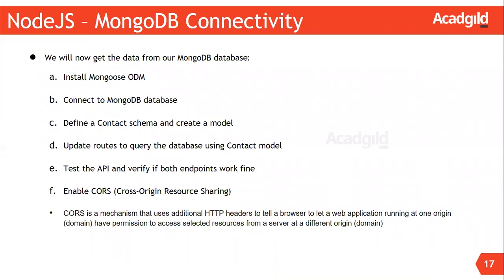Let us now work on integrating our Node.js API with MongoDB server. We will be working through the following steps: install Mongoose, connect to MongoDB database, define a contact schema and create a model, update the routes that we defined in the previous step to query the database using the contact model, test the API and verify if both endpoints work fine. Finally, enable CORS. CORS here stands for Cross-Origin Resource Sharing.